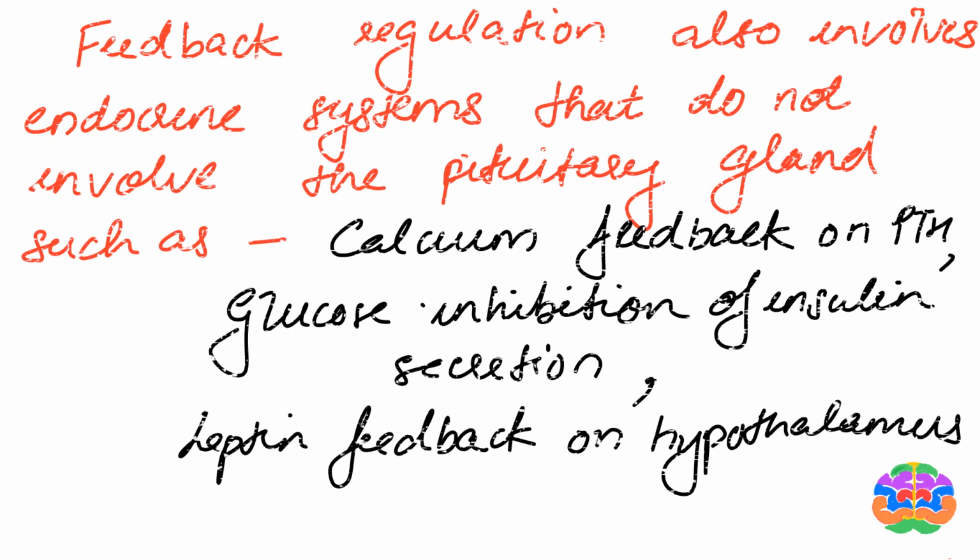Feedback regulation also occurs for endocrine systems that do not involve the pituitary gland, such as calcium feedback on parathyroid hormone, glucose inhibition of insulin secretion, and leptin feedback on the hypothalamus.